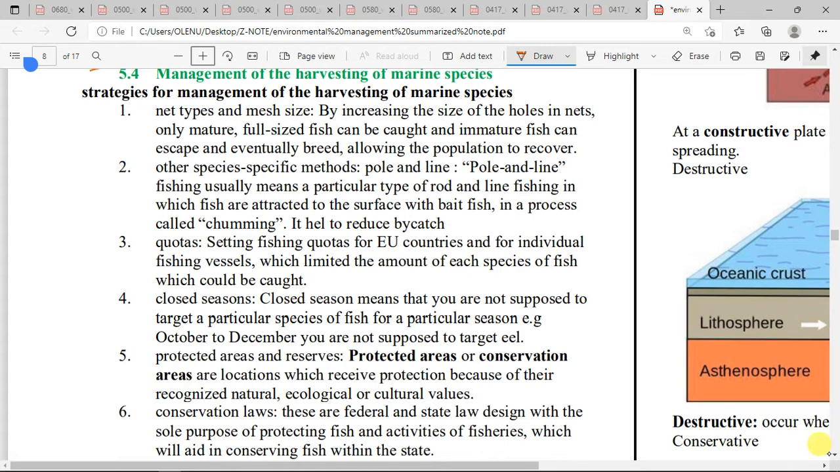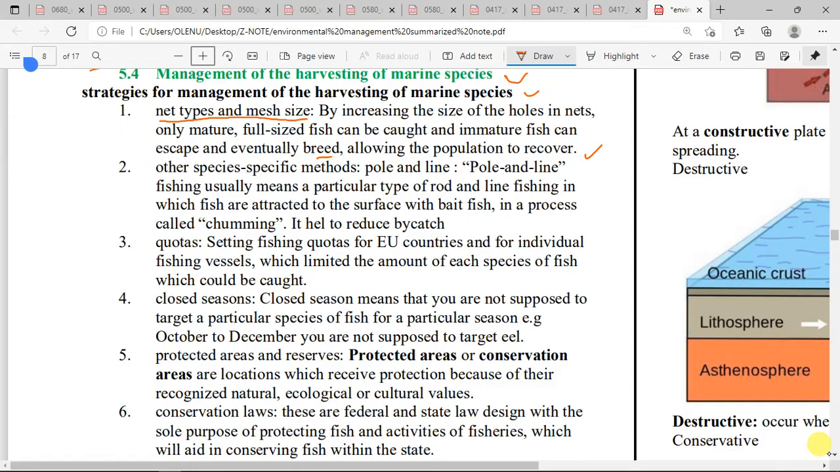So, management and harvesting of marine species. See, this part comes out a lot in past papers. If you go through the past papers that I've been treating so far, you'll see a lot of questions I've done relating to this aspect, which is strategies for management of the harvesting of marine species. Net size and mesh size is one strategy. By increasing the size of the holes in the net, only matured and full-size fish can be caught, and immature fish can escape and eventually breed, allowing the population to recover.